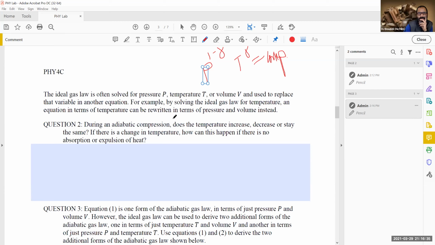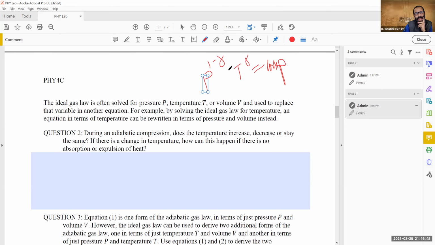Wait a minute. Yeah, it goes down with the 2. I probably might have said something else earlier. So during the adiabatic pressure, because this factor is less than 1, it's actually on the other side. It's a constant times P to the power gamma minus 1.